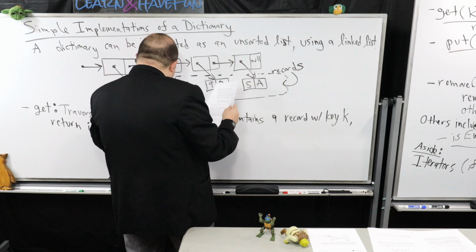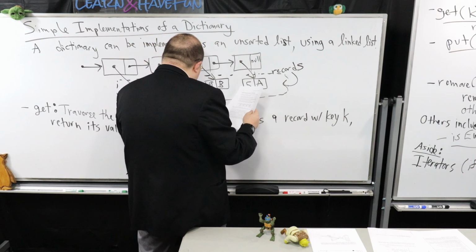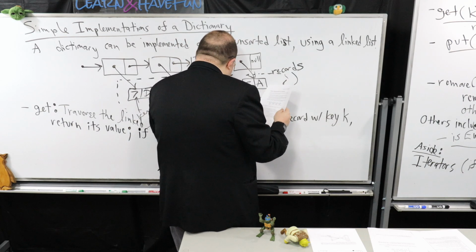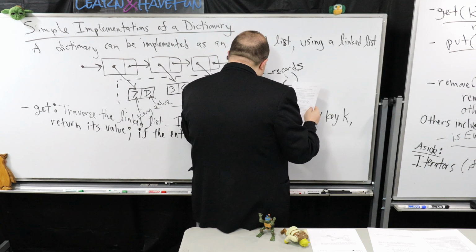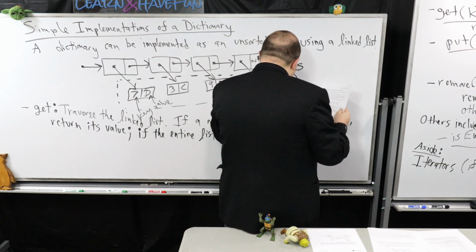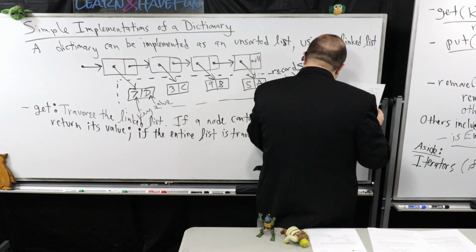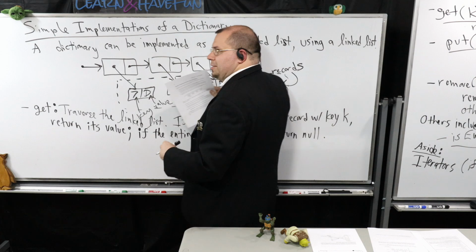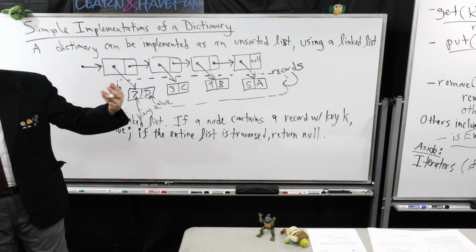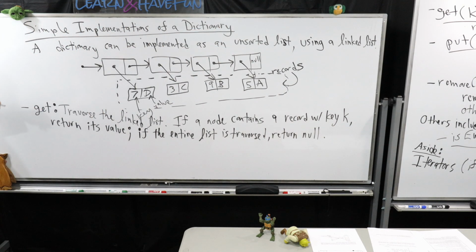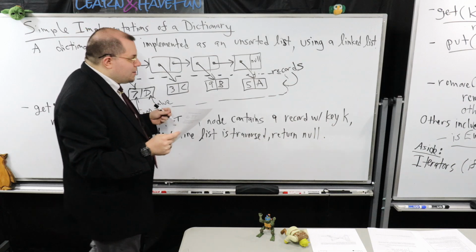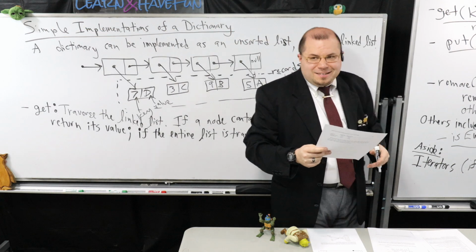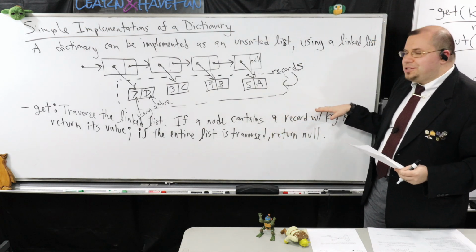If the entire list is traversed, return null, right? That seems pretty straightforward. For those that are playing around with these linked lists, this should look pretty easy to do. Now, for put, I'm not going to go so much into it just because we have only a little bit of time left here. So this is what you would do with get.